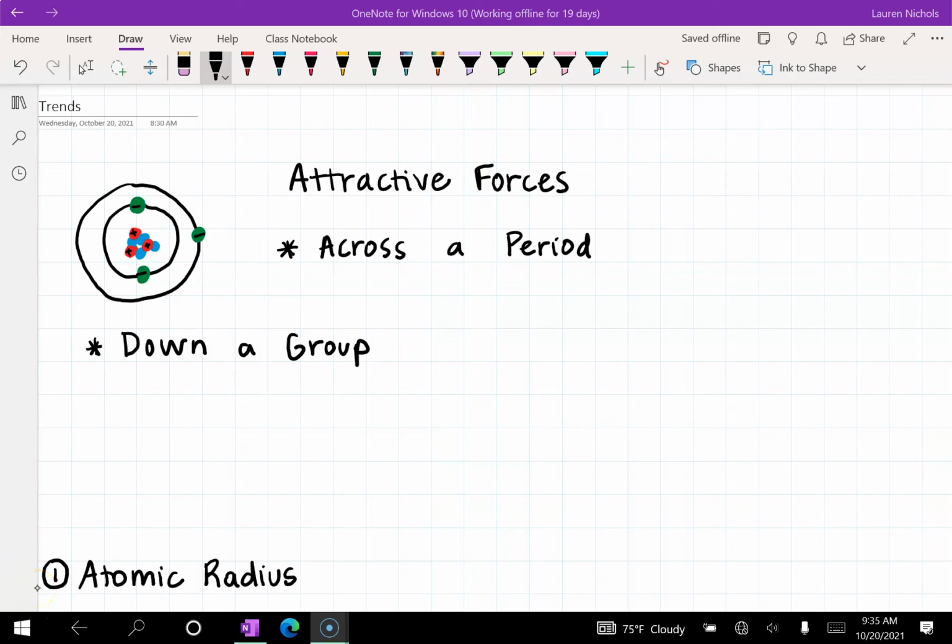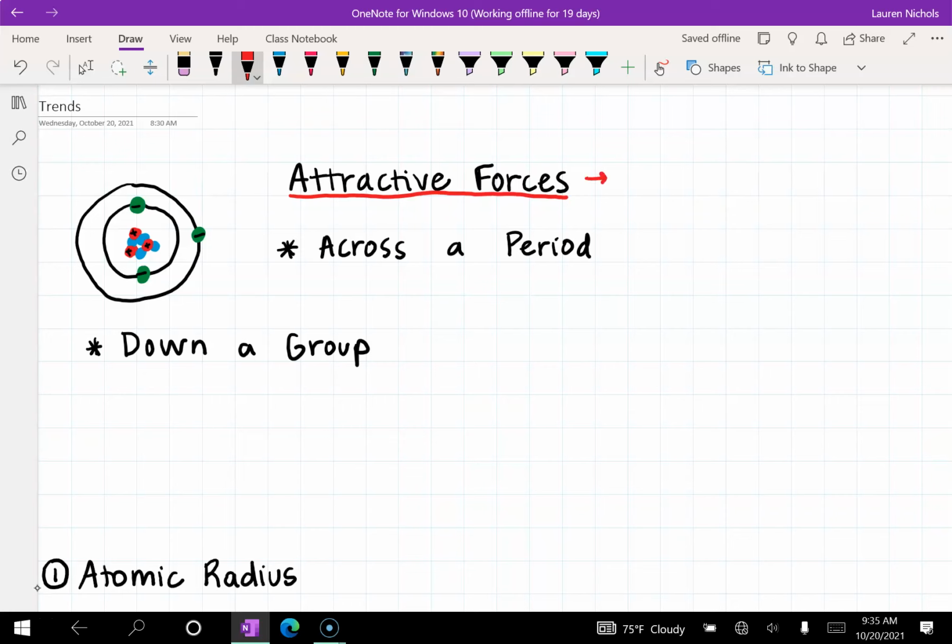All right, everyone, so this is the last video on our Unit 3 topic. So we're going to talk about the periodic trends, or the patterns that we see in the periodic table. But in order to do that, we need to talk about why we see these patterns, and it's all due to the attractive forces that hold the atom together.